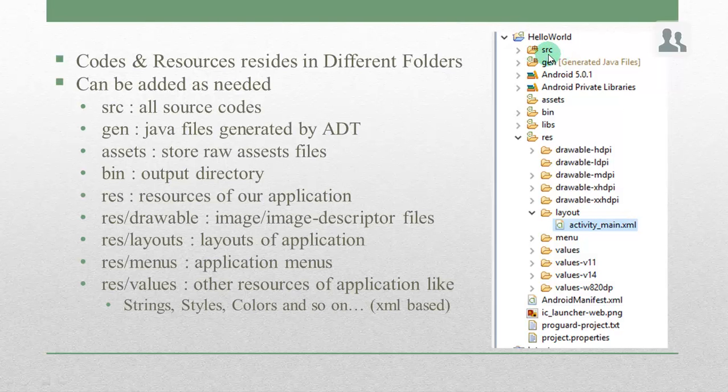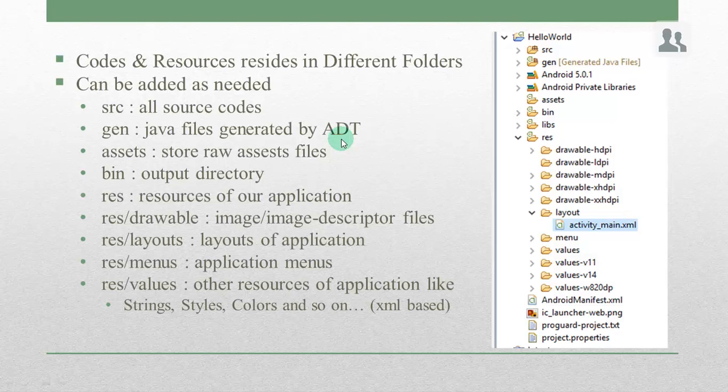Next to the source folder, the gen folder is there, which contains the generated Java files, the files that are generated with the help of the Android Developer Tools, which is what ADT stands for. If you want to know about the ADT, you can check our previous videos for more details. So the gen folder contains the files that are automatically generated with the help of the ADT.